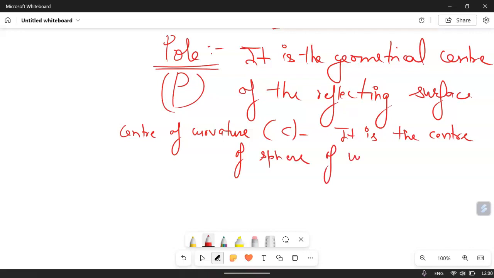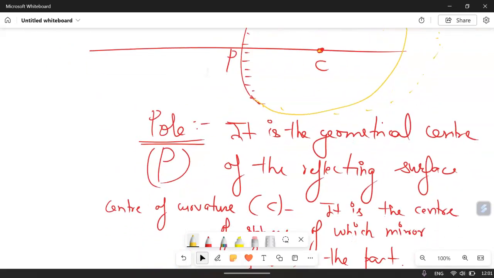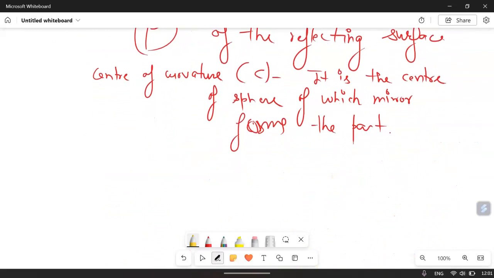It is the center of the sphere of which the mirror forms a part. What does it mean? If I draw it here, let me draw it for you. If this was a sphere, and this sphere must have some center, that is your center of curvature. Okay. And this spherical part is your mirror, because we have cut it out.